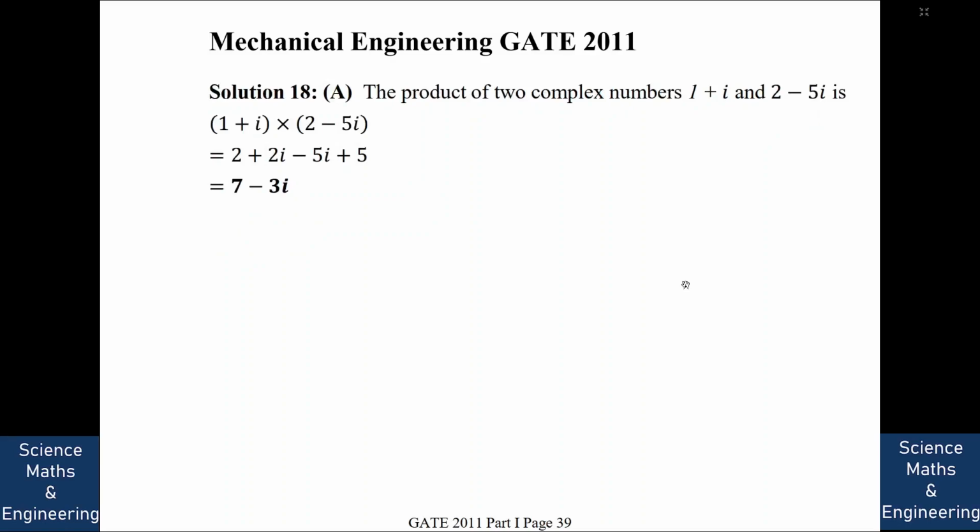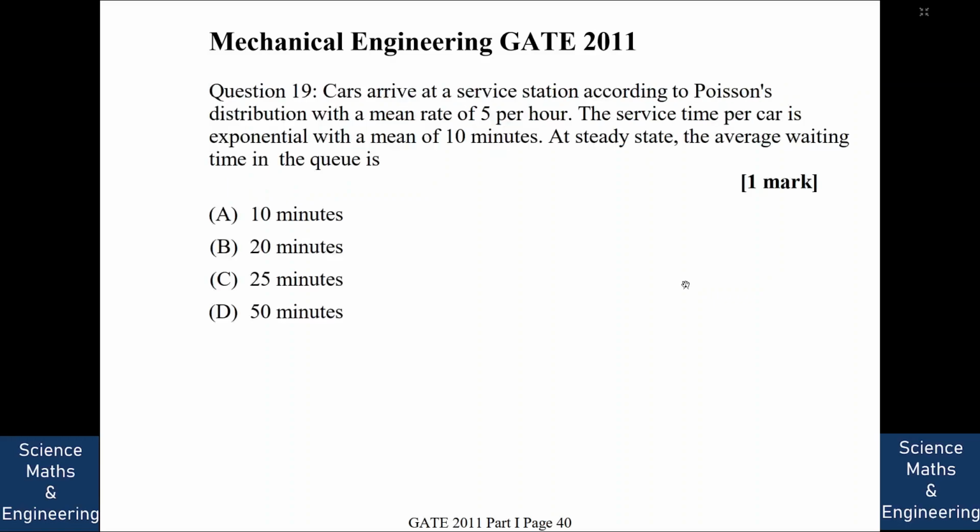So (1 plus i) into (2 minus 5i) is equal to 2 plus 2i minus 5i plus 5, as i square equals minus 1. So we have 7 minus 3i. Okay. So we'll go to the next question.